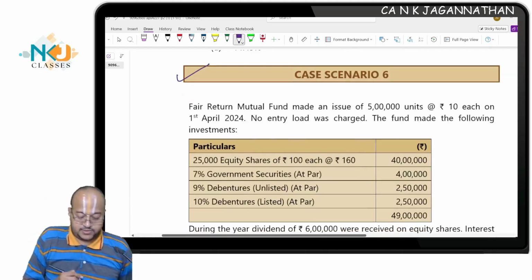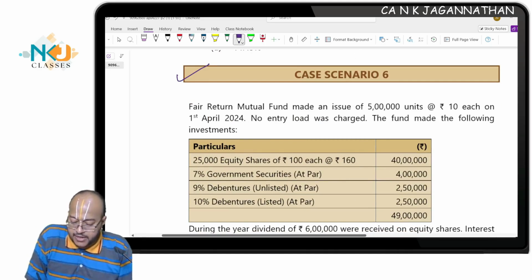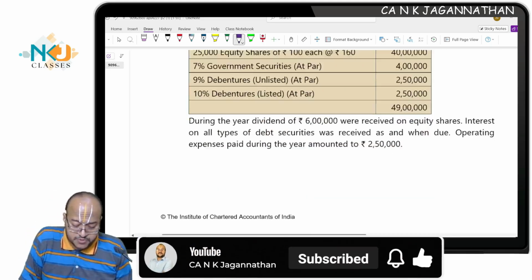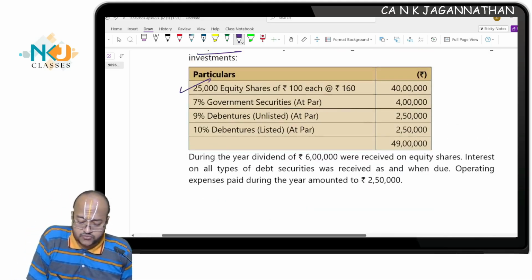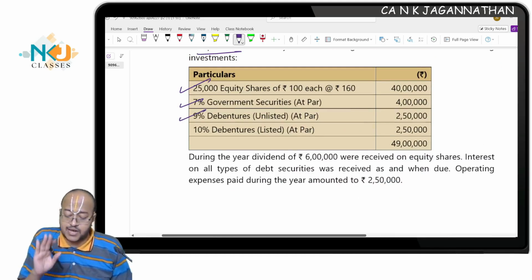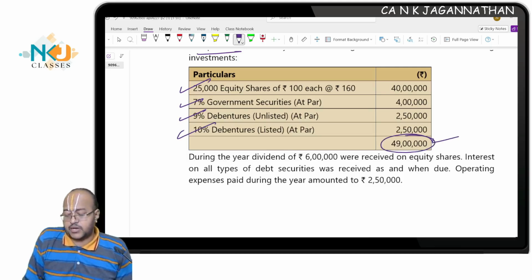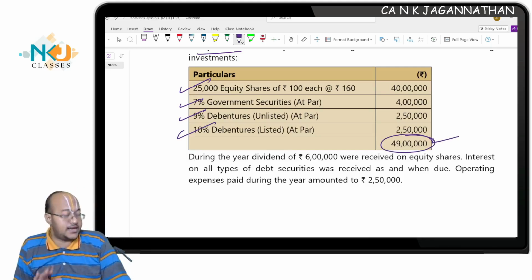Take case scenario number 6 now. Fair Return Mutual Fund made an issue of 5 lakh units at 10 each on 1st April. No entry load was charged. The fund made the following investments: 25,000 equity shares of 100 each at 160, 7% government securities at par, 9% debentures at par, and 10% debentures at par, 2,50,000 total. The fund made an investment to the extent of 49 lakhs.